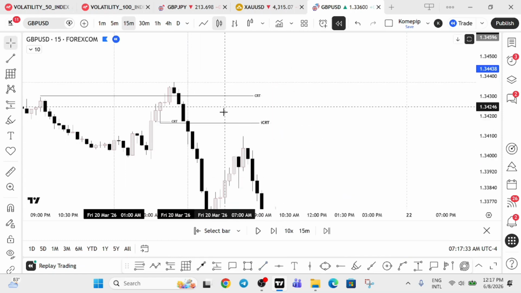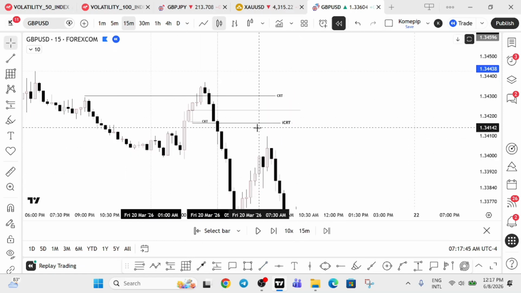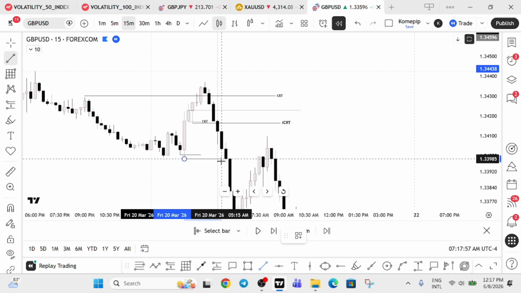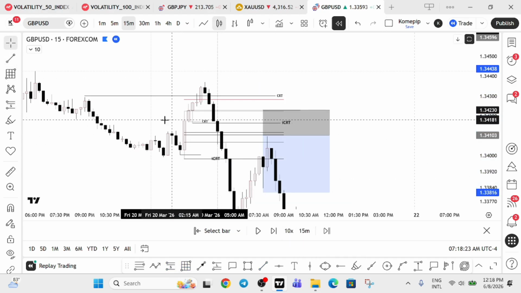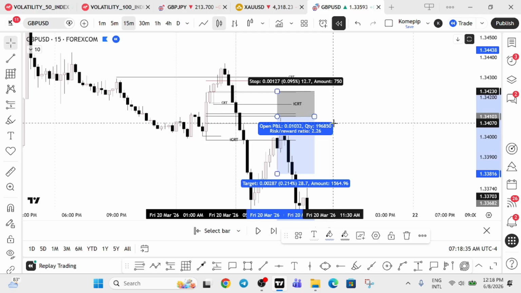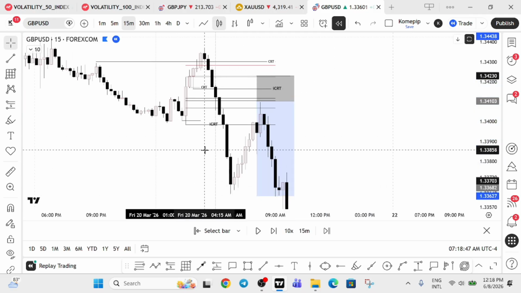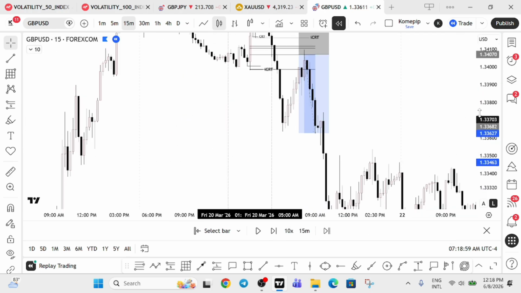Candle range theory is a powerful trading model. However, some traders make it complicated and confusing when it comes to actual trading. So in this video, I will simplify the CRT trading model using the Komepips ICRT protocol.